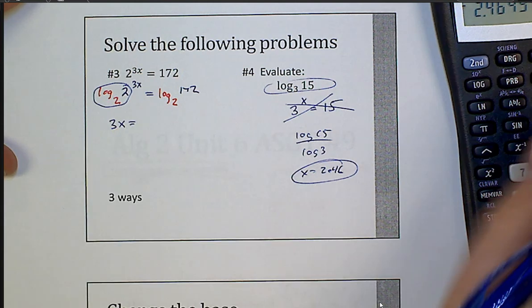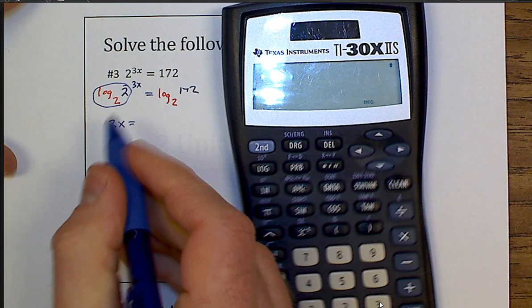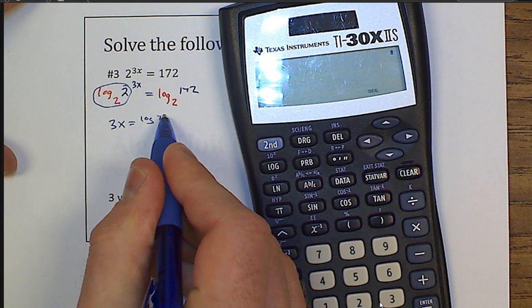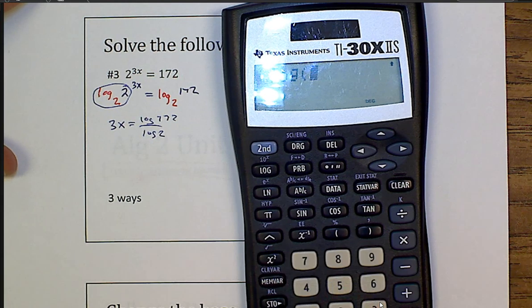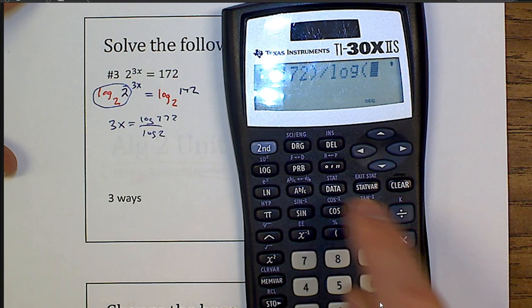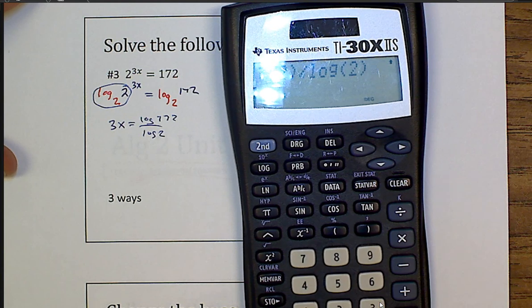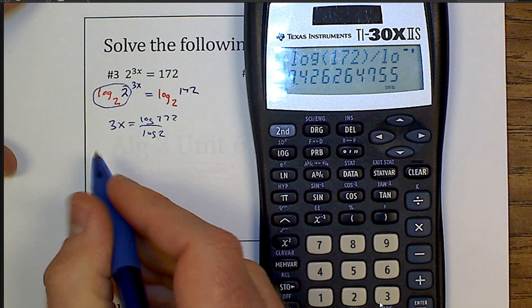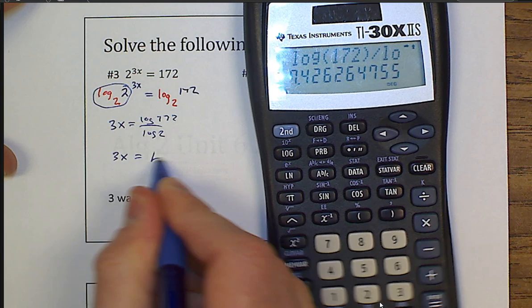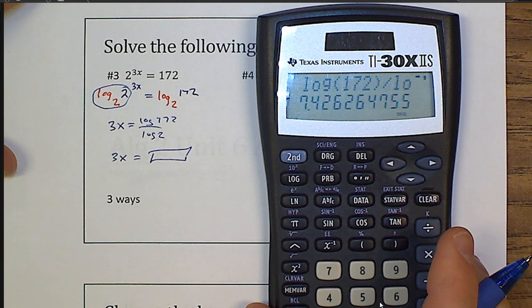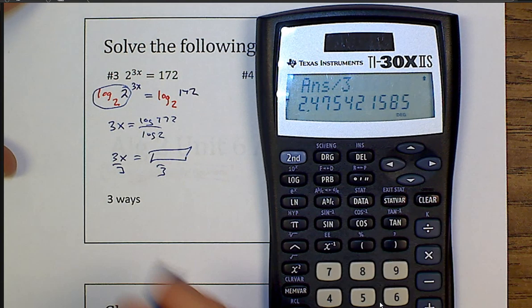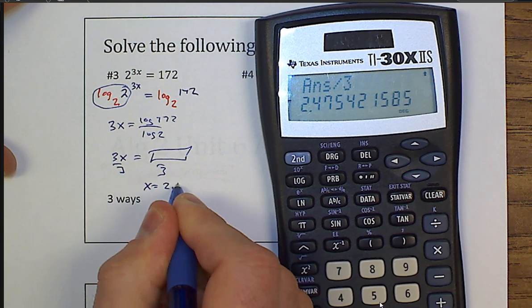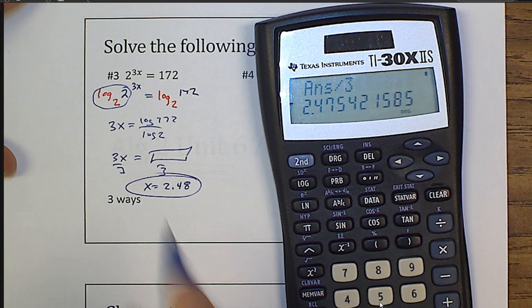And then in my calculator, I'm going to use change of base. I'll write out the step: log of 172 over log of 2. That's change of base. So log of 172 divided by the log of 2, and that equals 7 point blah, blah, blah. So basically I have 3x equals that decimal in my calculator. And then I'm going to divide that by 3 to get my final answer, which is 2.48, rounding to the nearest hundredth.